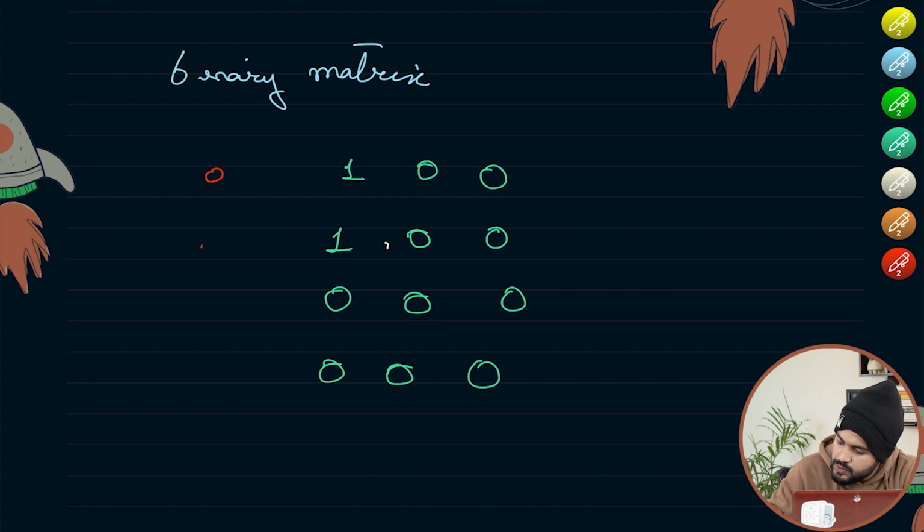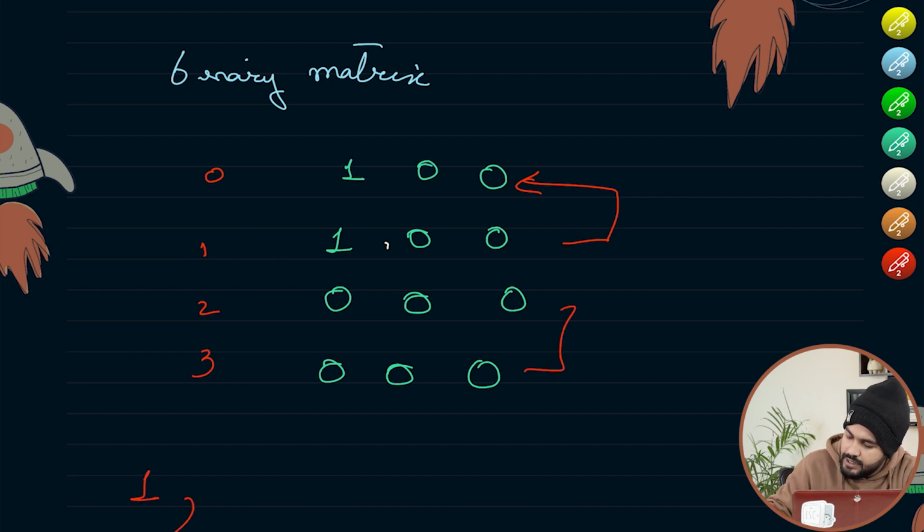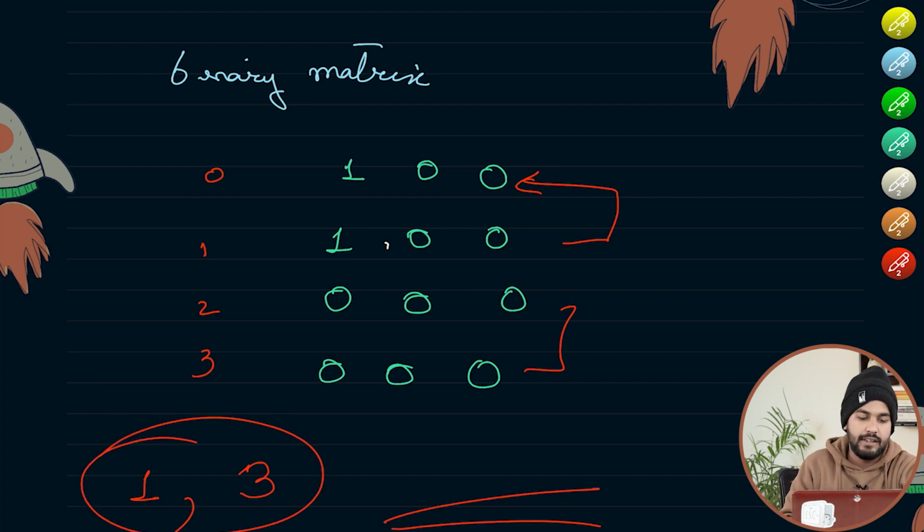This is 0, this is 1, this is 2, this is the third row, and if you see, the first row is getting repeated with the 0th row. So I can say the very first row, and then we have the third row. So these two rows, that is why 1 and 3 is the answer itself.